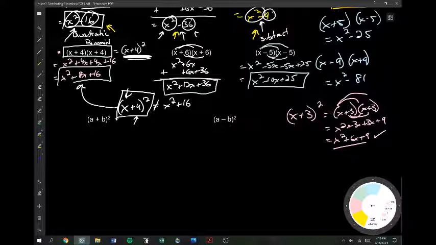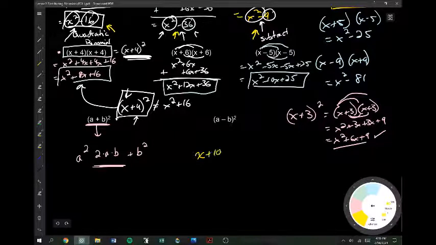So here's the shortcut. If you have something being squared, the first term is always a squared, and the last term is always b squared, but the middle term is 2 times a times b. So let me try to make sense of that for you. Say that I had x plus 10 squared. Well, I'm going to call my x value a and my value of 10 b.